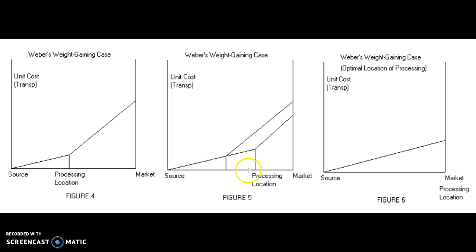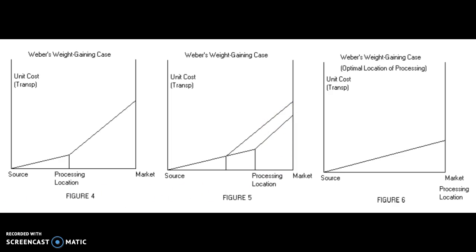In figure number 5, we move the processing location closer to the market. So again, let's say this is Chicago, but the market is Madison, Wisconsin. Due to the fact that the market is significantly closer to the processing location, the cost of moving and transporting that product is significantly lower than what we saw in figure 1.